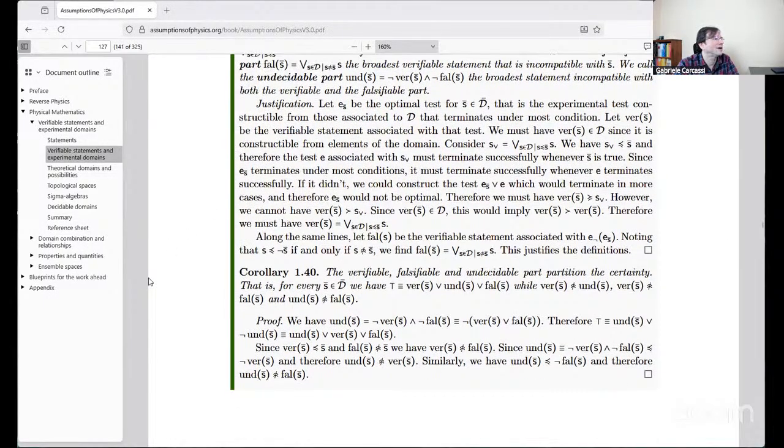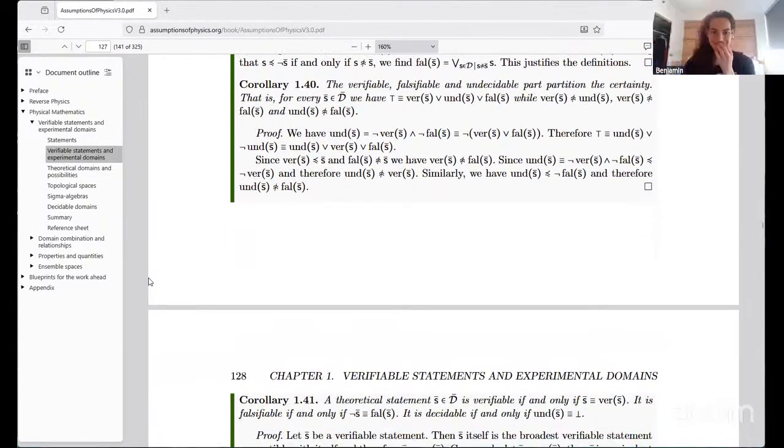Okay, now corollary 1.40. The verifiable, falsifiable, and undecidable partition the certainty. That is, for every S bar, certainty is equivalent to the verifiable part of S bar, or the undecidable part of S bar, or the falsifiable part of S bar. While the verifiable part, undecidable part, well, all of them are pairwise incompatible.